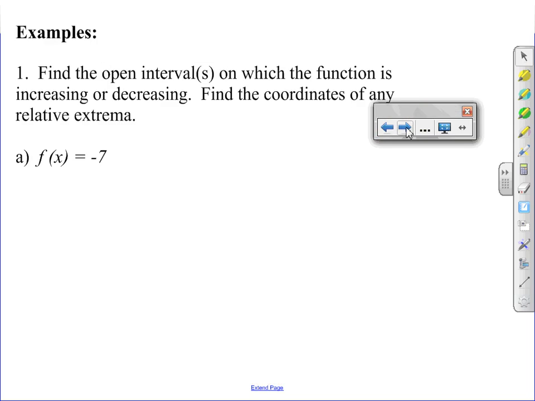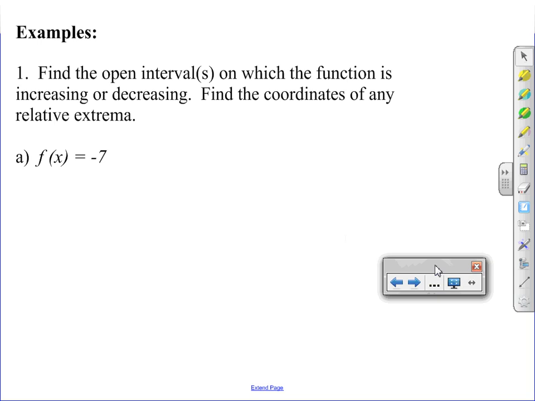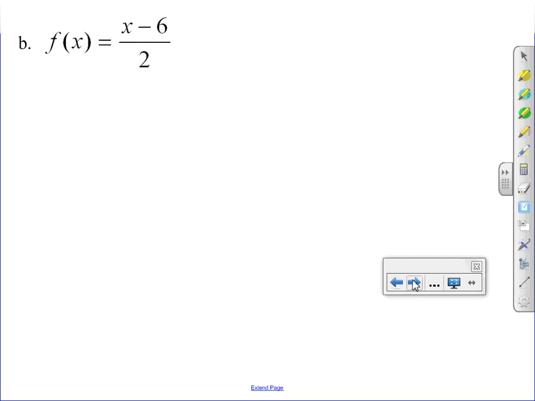So let's consider this question, which says find where it's increasing or decreasing, and then the coordinates of any relative extrema. And this is a constant function, and it's not a difficult question. It's a straight horizontal line. It's never increasing or decreasing. If we take the derivative of it, it is always zero, which means that there is no increasing or decreasing interval. Therefore, there are no relative extrema. There's no minimum or maximum. It's just a straight horizontal line.